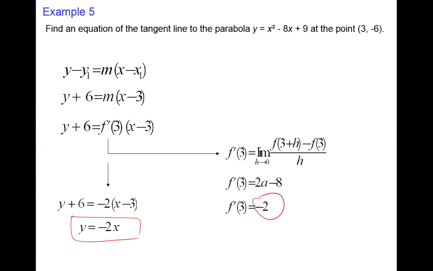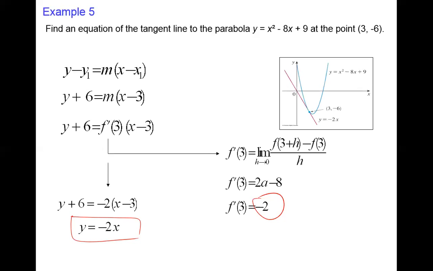Okay, let's see what else I have. Oh, I have the graph. That's the point 3, negative 6. Okay.